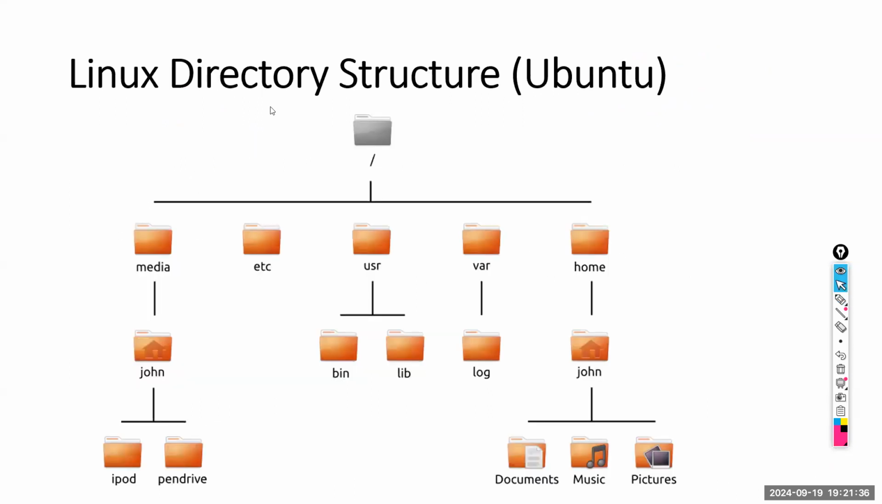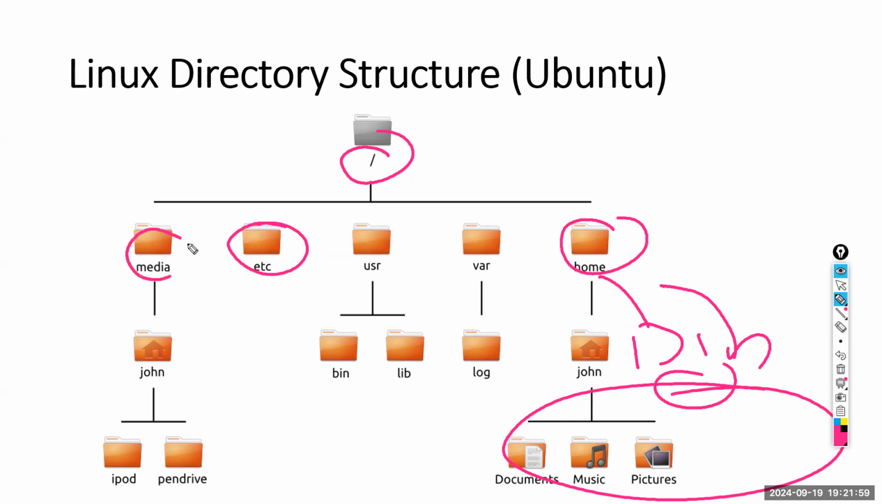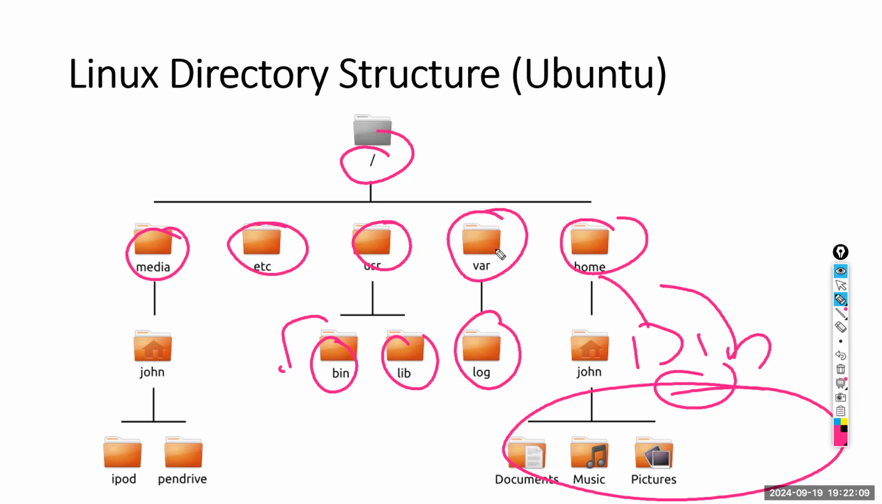Right. So this is the Linux directory structure, a typical directory structure. There's something called root. Under that, you have the home. Under home, for different users, you have folders, and those are the individual folders. And then you have etc, media, USR. Under USR, you have the bin, lib, sbin. Under var, you have the log. So you must be familiar with these folders.